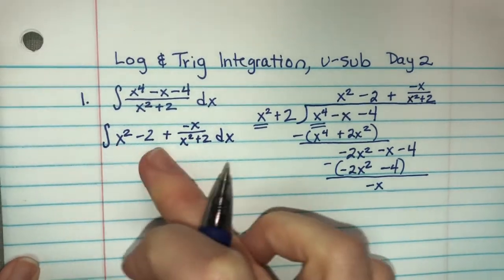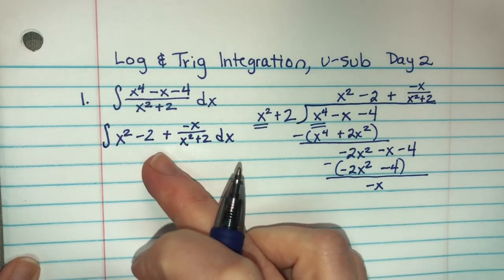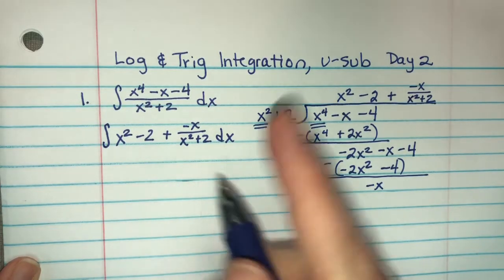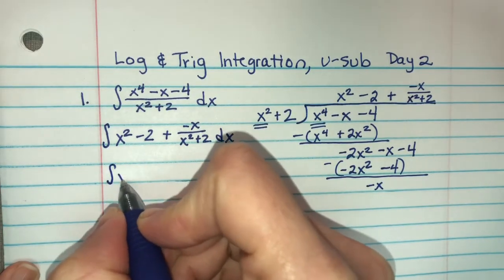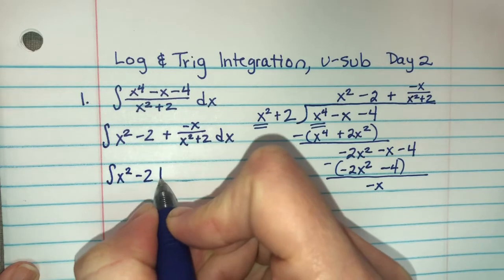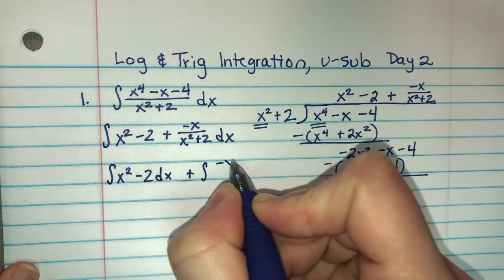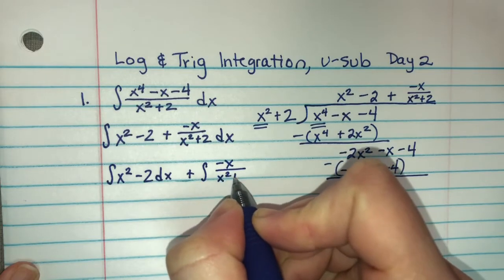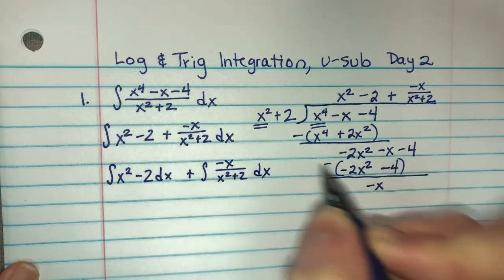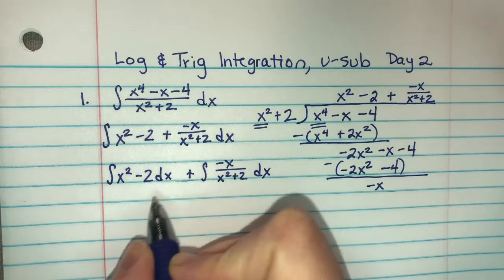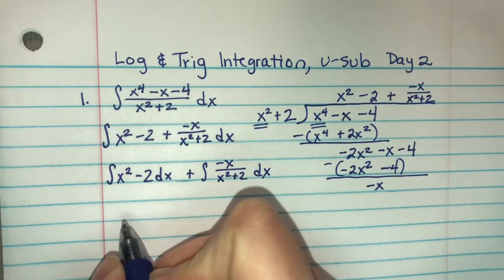Now, this first portion is very easy to integrate. So I'm going to split this into 2 separate integrals. The integral of x^2 - 2 dx, and then plus the integral of negative x over x^2 + 2 dx. So I can handle them independently of each other and just put them together at the end. So let's go ahead and integrate this first one. This is a pretty easy integration problem.